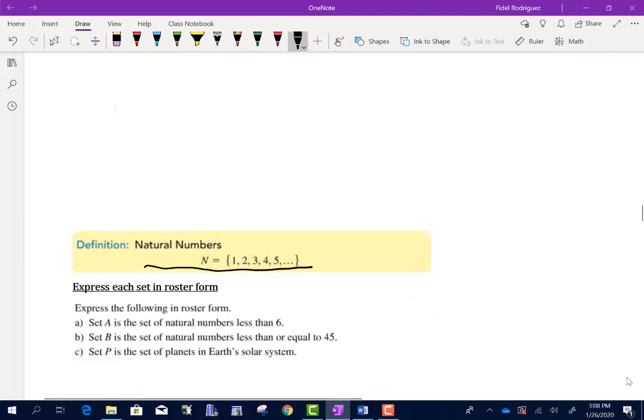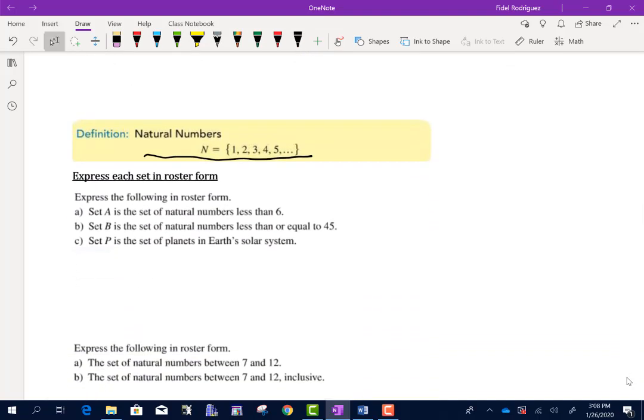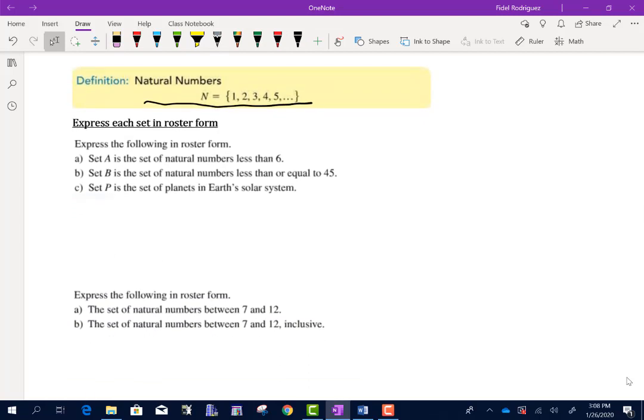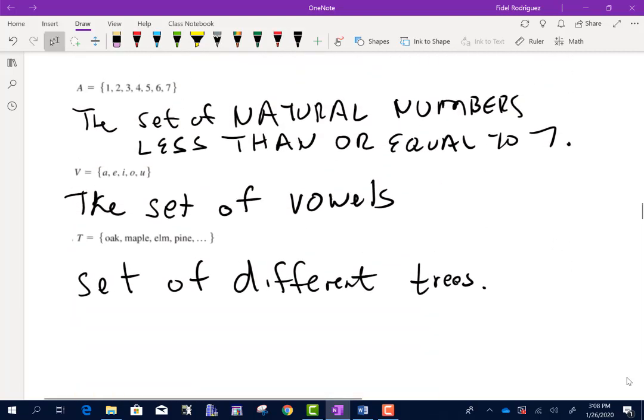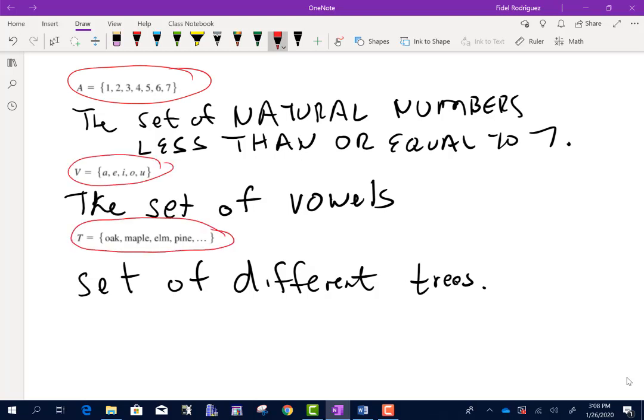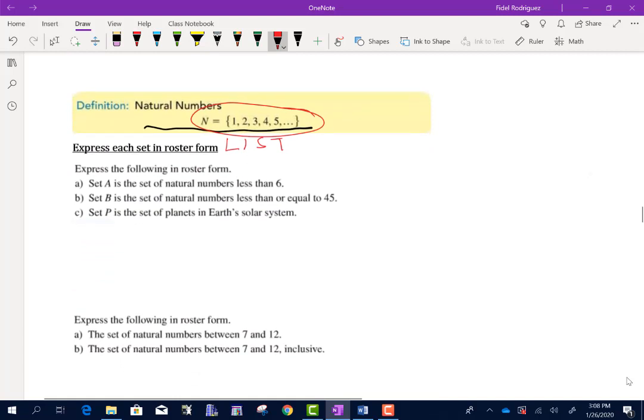All right, so now let's keep going. All right, so definition, again, we have the natural numbers, okay? And we're going to express each set in roster form. So guys, roster form, let's see if I can write it right here. I'll write it in red. This is basically just a list, okay? So like the way this set was given to us, that's roster form, that's a list. The way these were written out here, these were already in what we call roster form because it's just a list, okay? So now let's take a look.